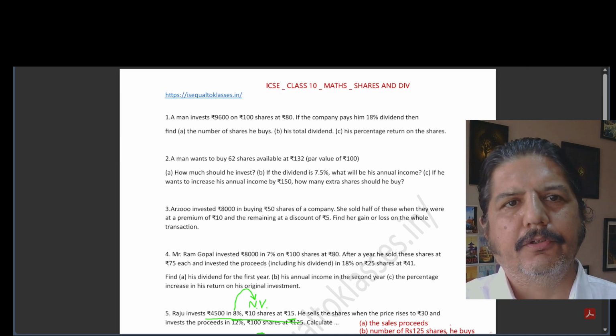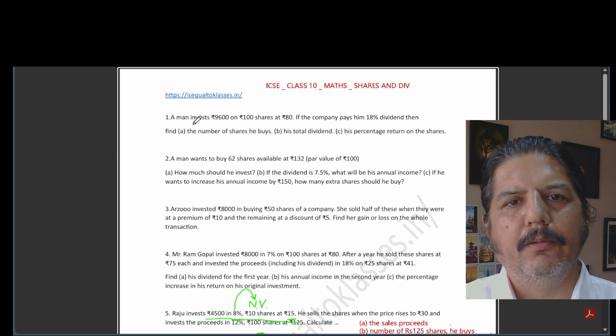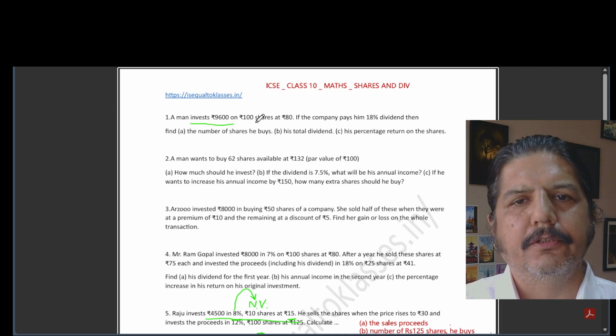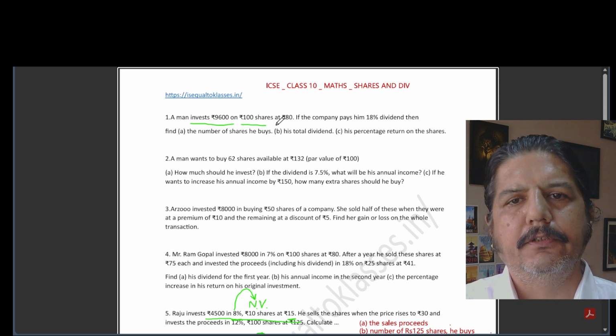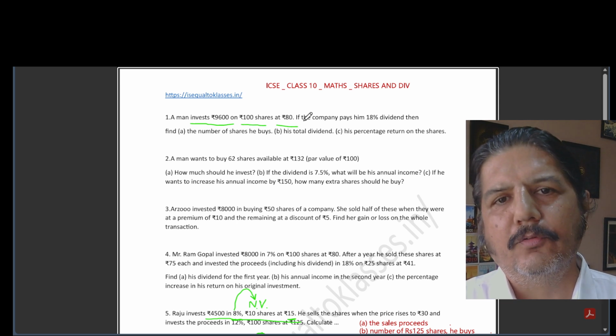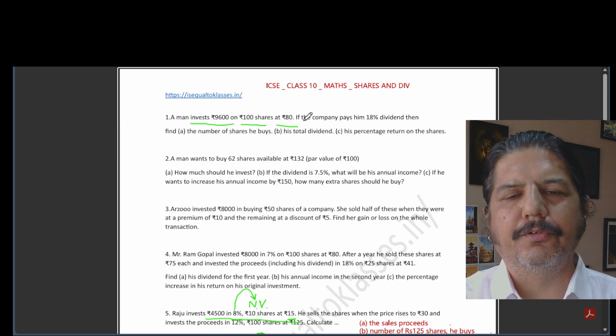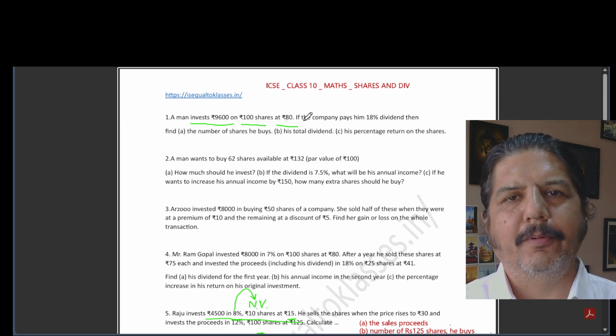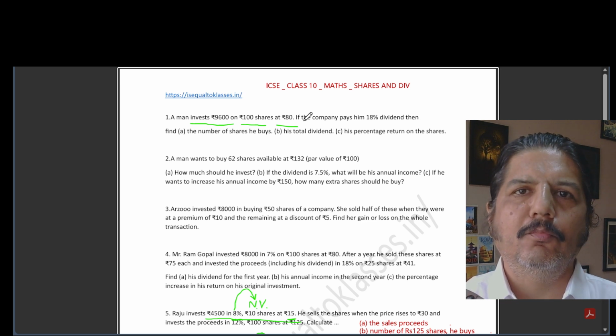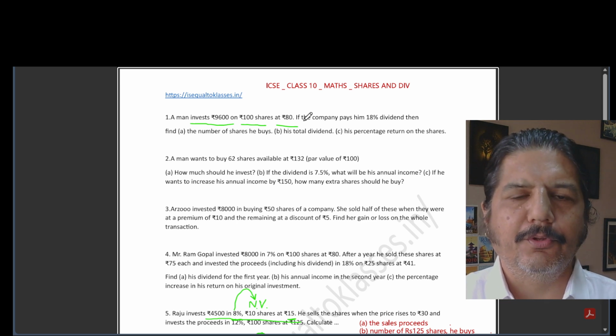So let's start with the first question. The first question states, a man invests rupees 9600 on rupees 100 shares at rupees 80. I'll spend some time because this is the first question in this series of 5 questions that I'll be doing. I'll be spending more than required time on this question.